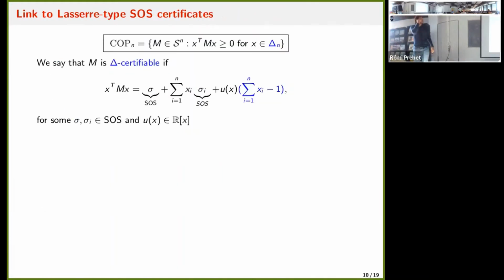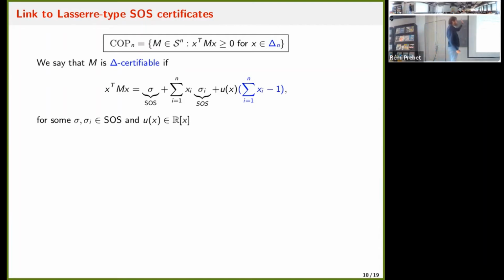Okay. So now we're going to construct another type of certificates based on the Lasserre hierarchy. So we have the copositive cone, which is the set of symmetric matrices such that x transpose Mx is non-negative for non-negative vectors, right? That was the definition. But then since the polynomial x transpose Mx is homogeneous, we can restrict ourselves to vectors with the sum of the entries equal to 1. So no negative entries, with sum equal to 1.